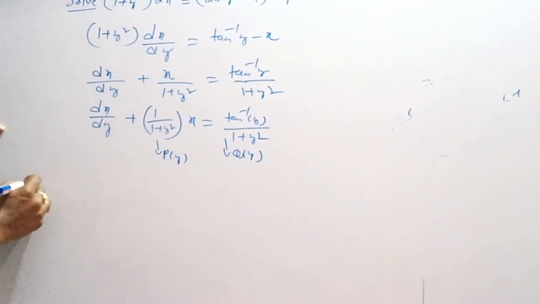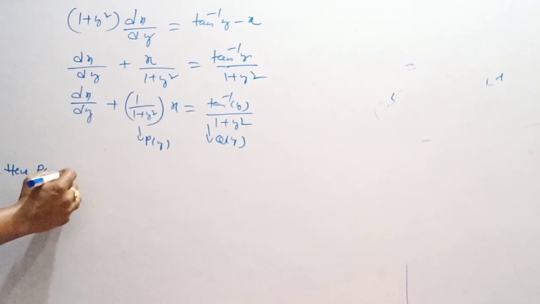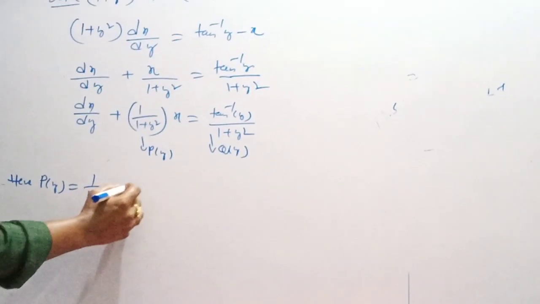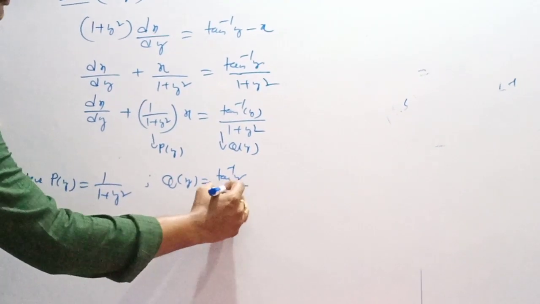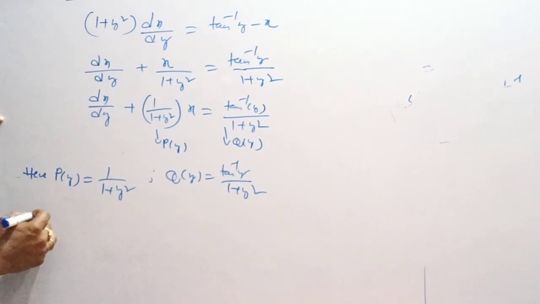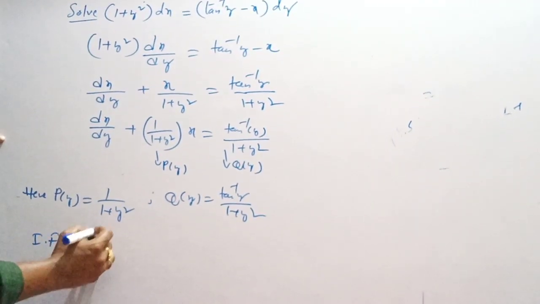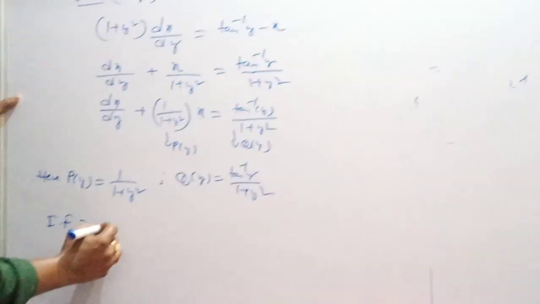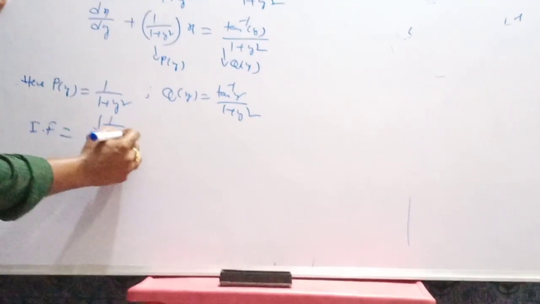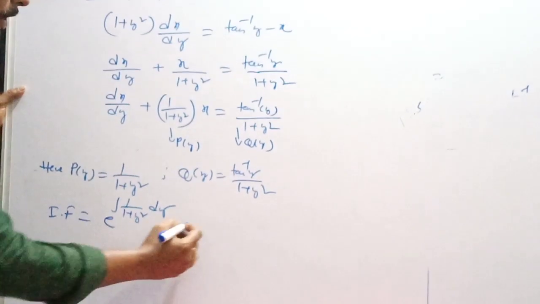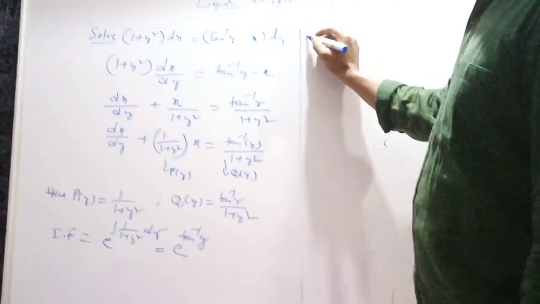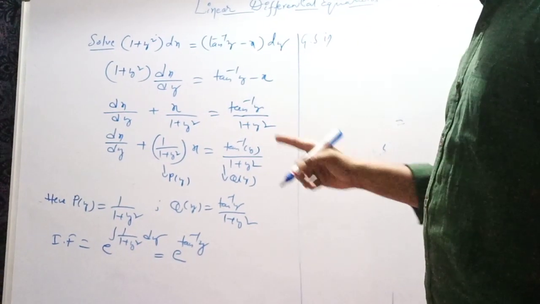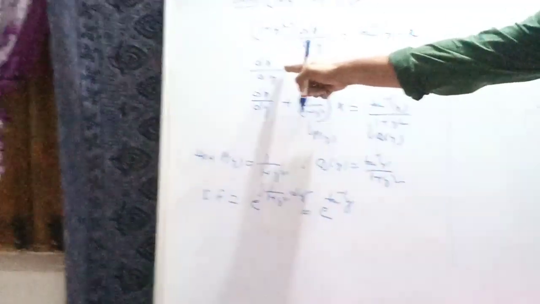Okay, so here p of y equal to 1 by 1 plus y square and q of y equal to tan inverse y by 1 plus y square. Okay, so integrating factor, same as in the earlier problem, is e to the power of integral of 1 by 1 plus y square dy, which equals e to the power of tan inverse y. Okay, so the general solution is, instead of y you take x here, because it is a dx by dy form.